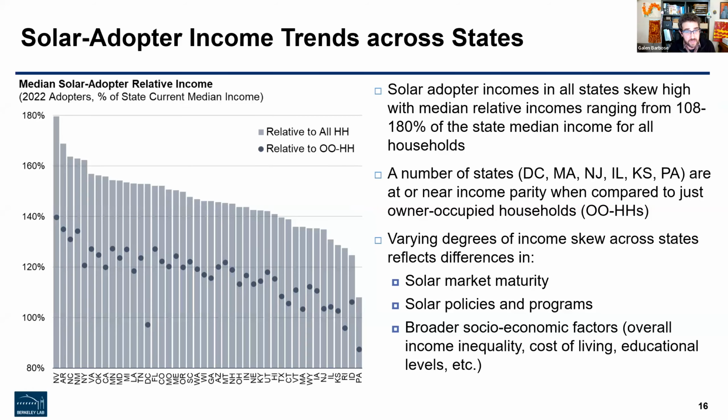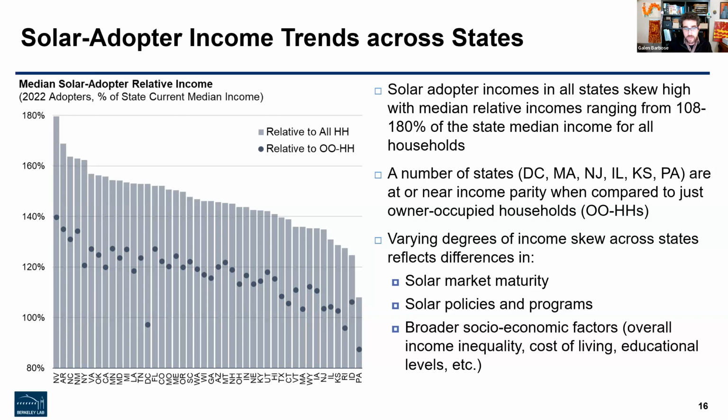Here we look at relative incomes by state. In these cases, we're comparing to median incomes of both all households and all owner-occupied households within the same state. And you can see, looking first at the comparison to all households, the bars on the chart here, that on that basis, solar adopters skew high across all of the different states, though to pretty significantly varying degrees, ranging from 108% of the state median income on the far right-hand side all the way up to 180%.